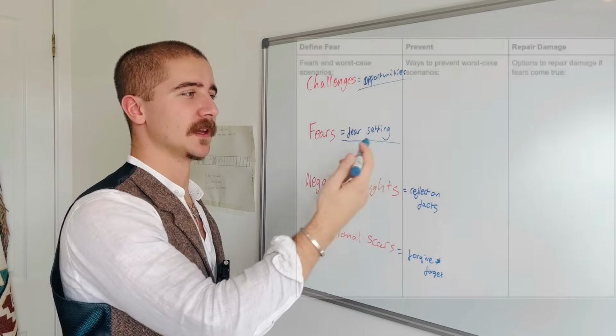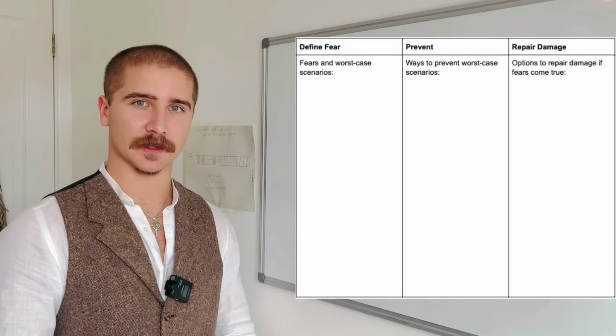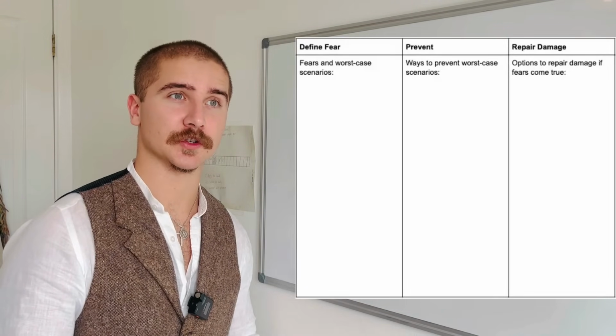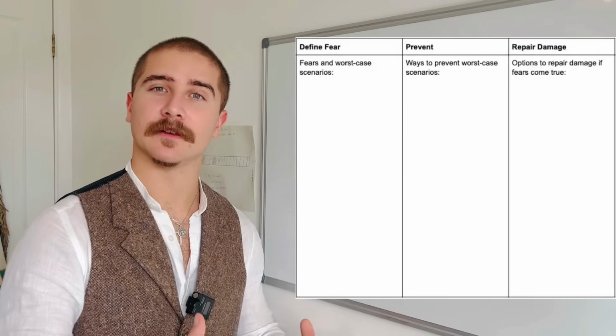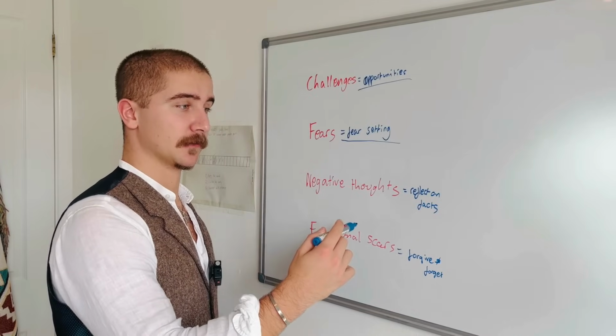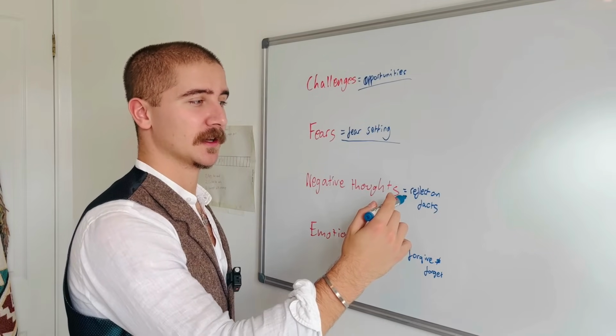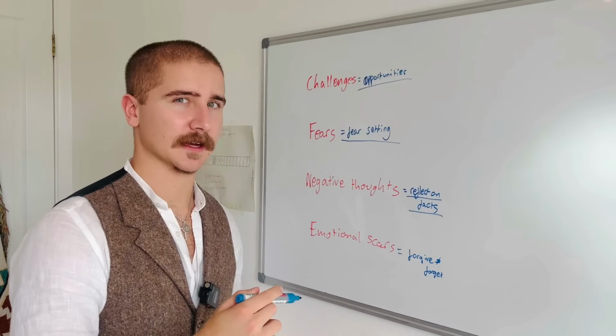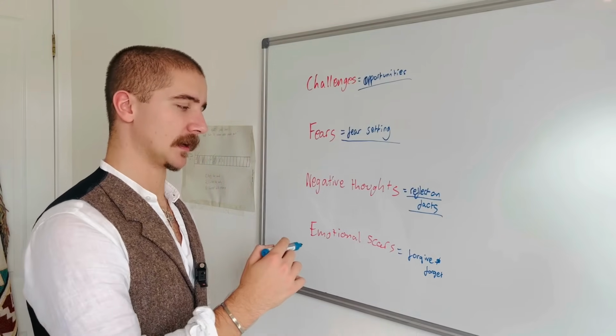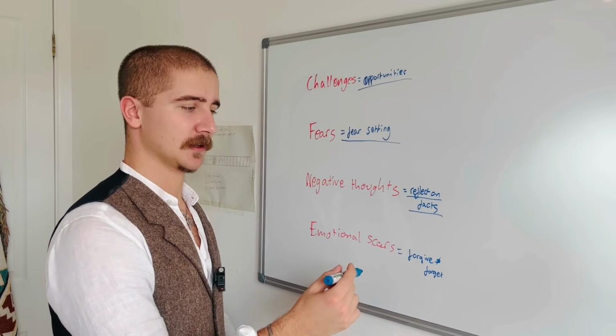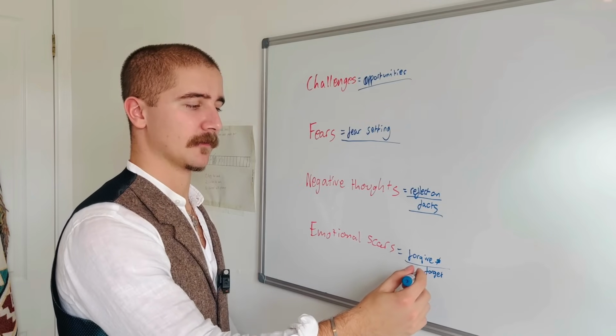But do something called fear setting, which is where you define your fears and actively work to mitigate the problem if it does happen. Negative thoughts are going to be your 3rd challenge. Train yourself to reflect on the facts of the situation. And lastly, emotional scars. Train yourself to forgive and forget.